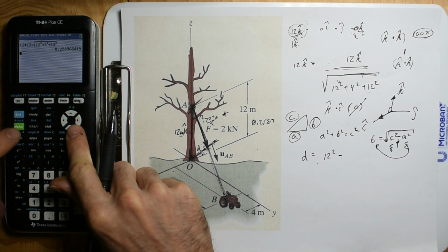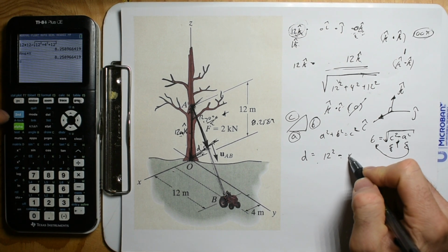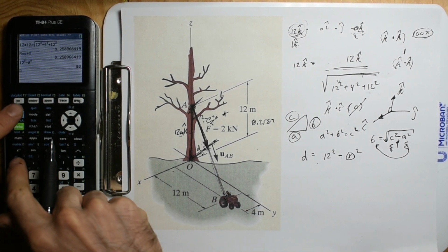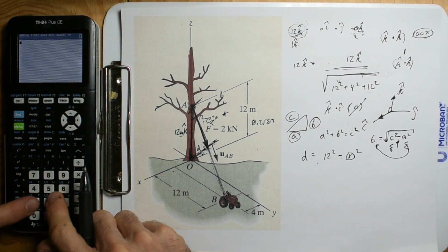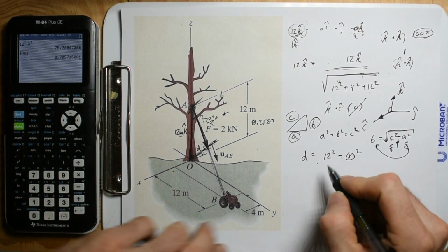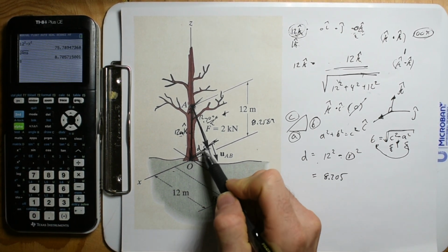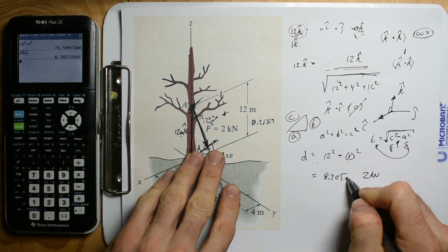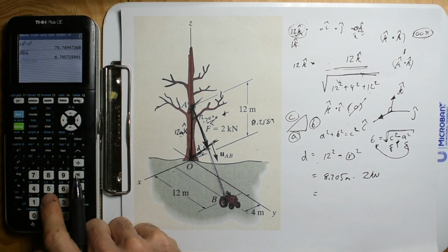So we have 12 squared minus... I'm going to store that value in my calculator as x. So we have 12 squared minus x squared, and then we take the square root of that. Oh, whoa, I didn't do it right. 12 squared minus x squared, take the square root of that, and we get a distance of 8.705. So that's the perpendicular distance. If I multiply by 2 kilonewtons, then I get the moment, and it's going to be 8.705 times 2.